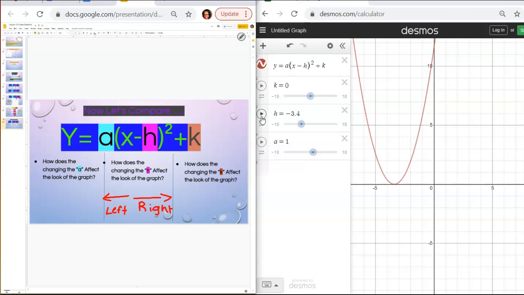All right, so now let's look at only the effect of K. All right, so K is right here. And so right now K is at 0. All right, but what happens when K is not 0? Let's kind of preview that and see what happens.